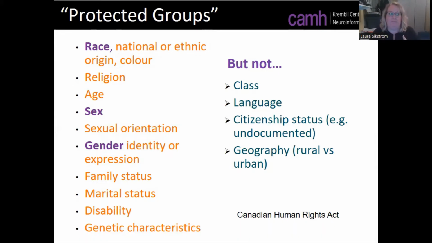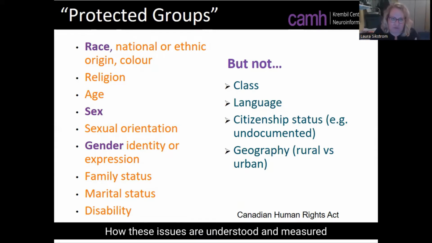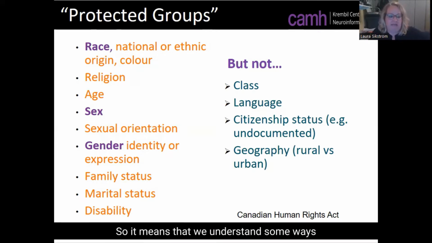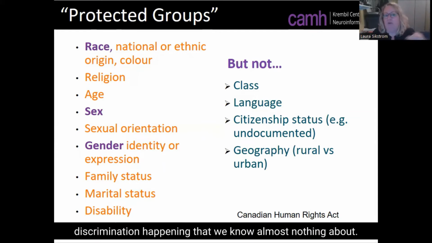So how these issues are understood and measured in the literature is quite varied. So it means that we understand some ways that machine learning might unfairly discriminate against people, but there's lots and lots of unfair discrimination happening that we know almost nothing about.